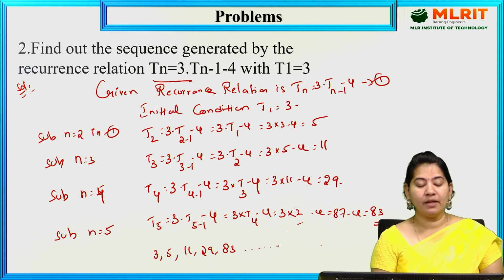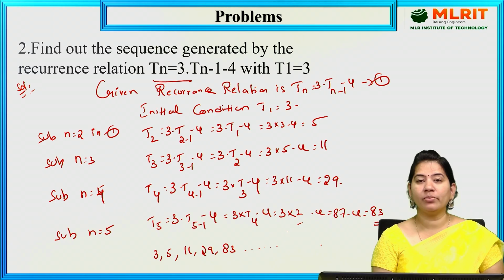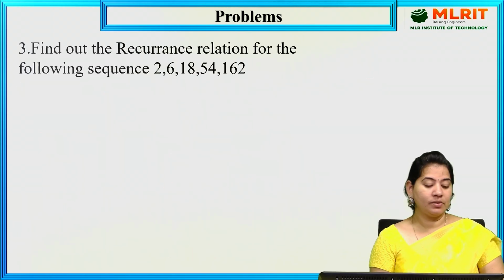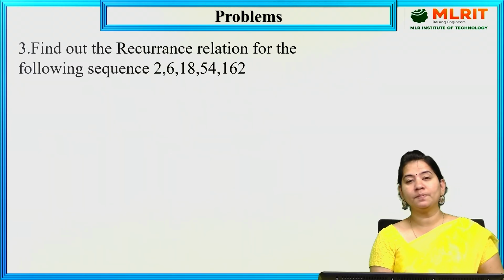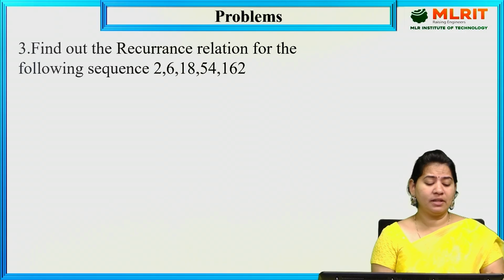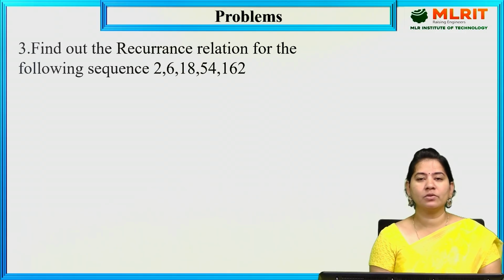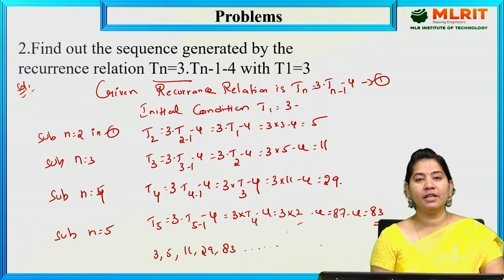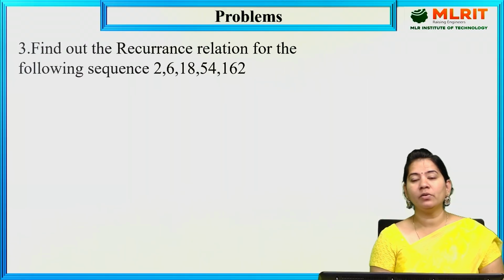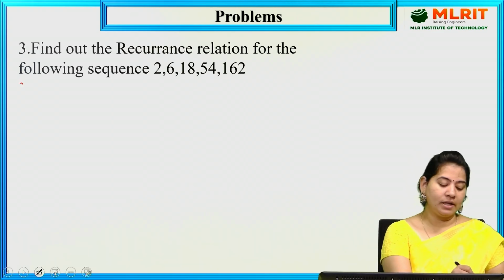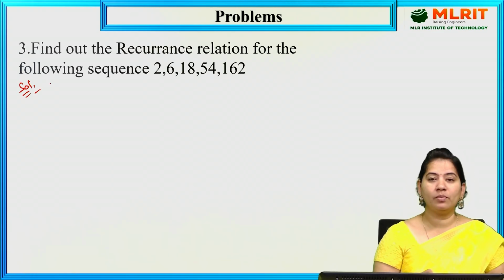So this is how we get the sequence from the given recurrence relation. Next we have the third question also. If you observe the difference between the previous question and this question: in the previous question they asked for the sequence from the recurrence relation. Now here we need to find the recurrence relation from the given sequence. Let us see how to solve this type of problem.